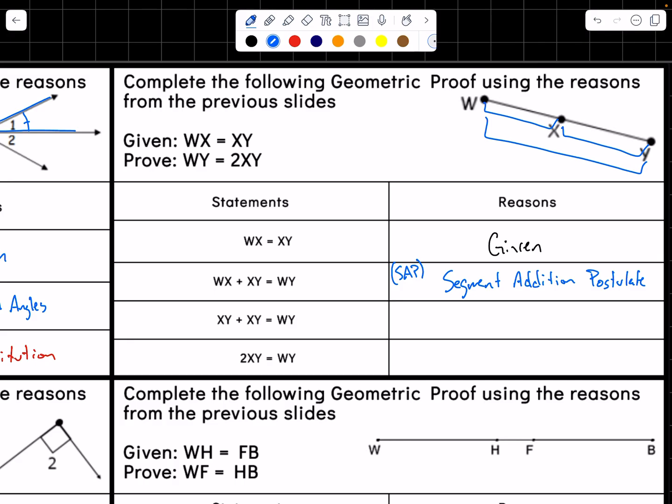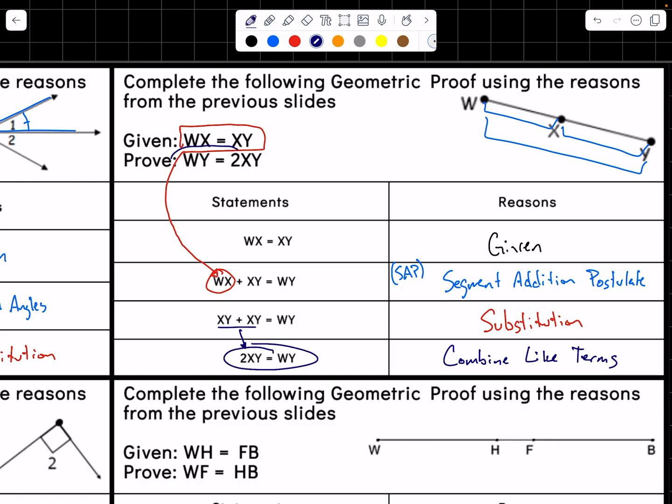And using substitution after my given statement, I can replace Wx with xy. So I can use substitution here to replace Wx with xy. And then if I combine like terms, or add, I get 2xy, which even though it's in a different order, is the same as what I'm trying to prove.